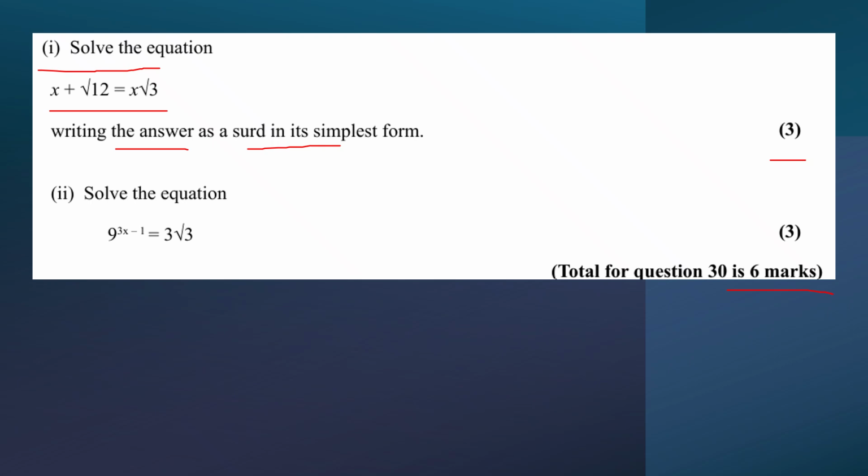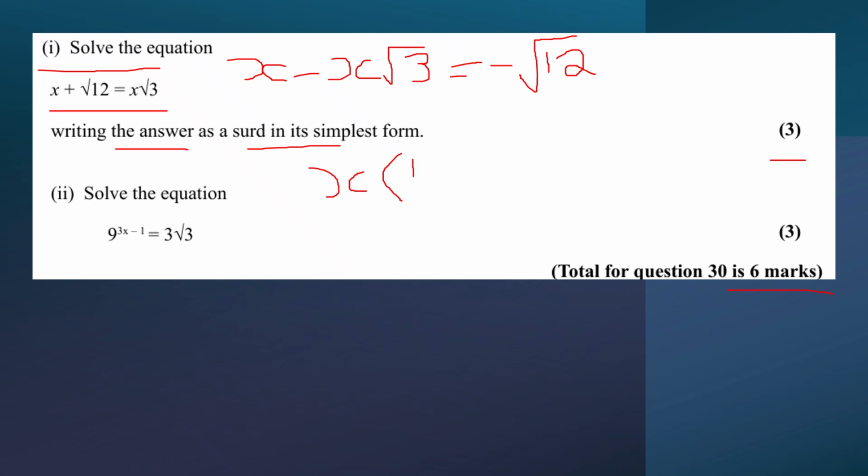So our job is obviously to rearrange here, to make x the subject. So I'm going to subtract x root 3 on both sides and subtract root 12 on both sides. So we're going to have x minus x root 3 is equal to negative root 12. What's next? Well, I'm now going to factor out an x. So I'm going to have x brackets: x times what is x, x times 1 is x, and x times what is minus x root 3? That'll be minus root 3. That'll be equal to negative root 12.